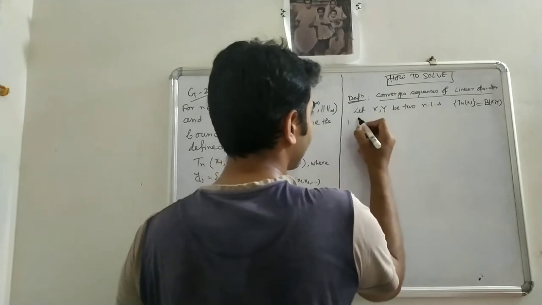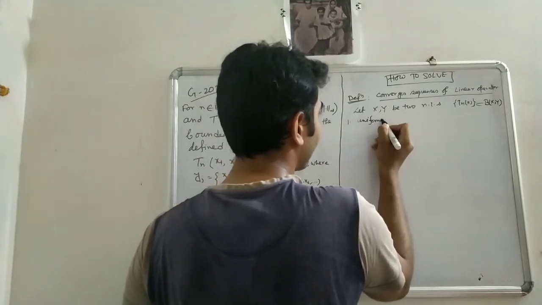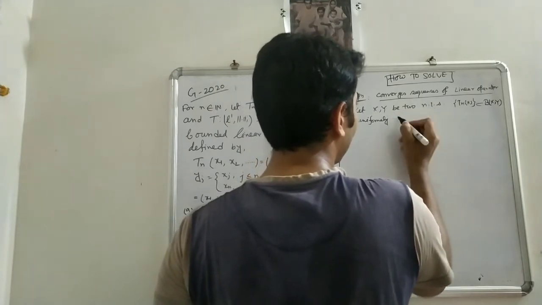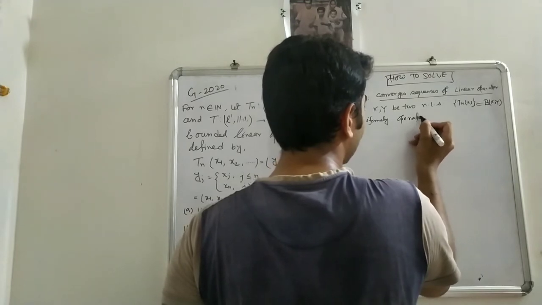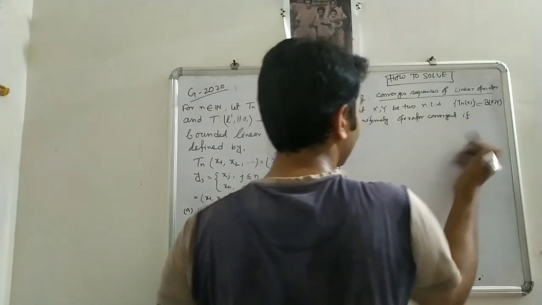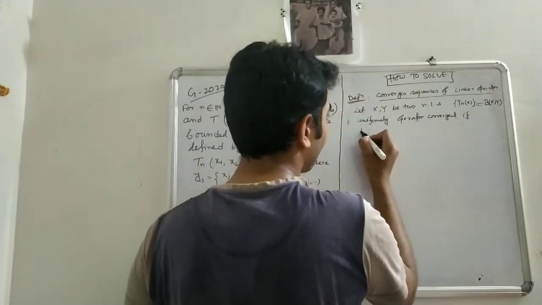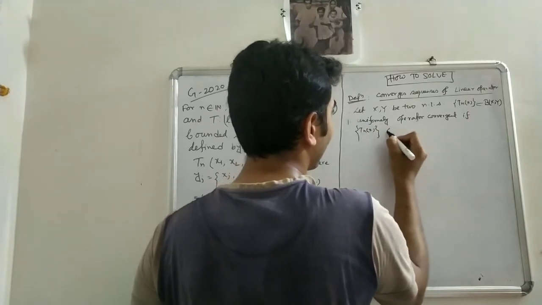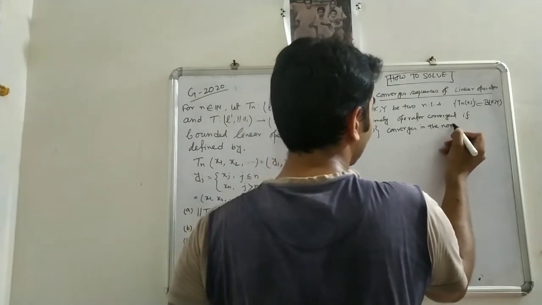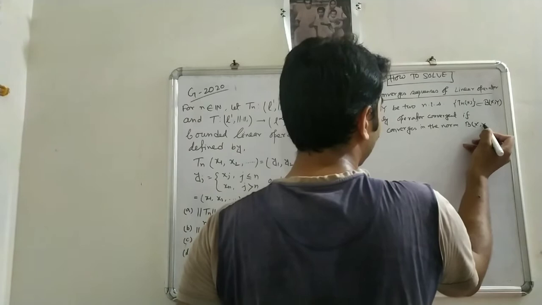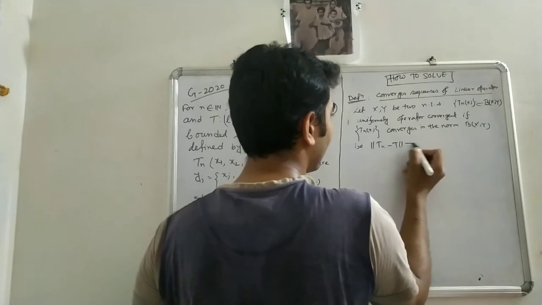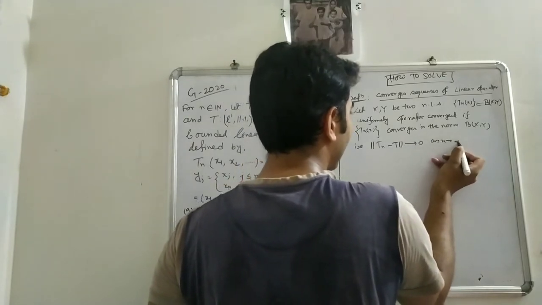Then number one, uniformly operator convergent if T_n converges in the norm of B(X, Y). So that is norm of T_n minus T tends to 0 as n tends to infinity.